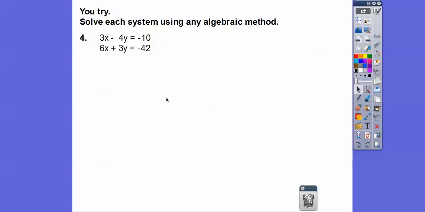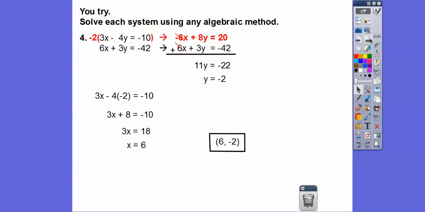Here we can make these, I think I multiplied it by negative 2 to make a negative 6x right there. Yeah. So we get this red guy right here, and then we add those together, and we get y equals negative 2. Plug it into one of the other equations, you get x equals 6.